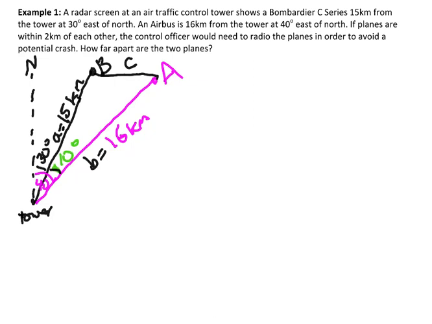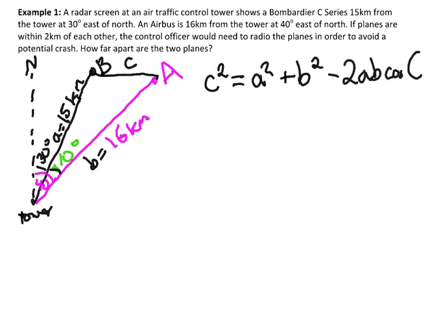And what we are worried about is whether it's bigger than 2 kilometers. If the planes are within 2 kilometers of each other, then the control officer needs to radio them to avoid a potential crash. So let's use our cosine law. c squared is a squared plus b squared minus 2ab cos of angle C. This is already really nicely rearranged for c squared here. Let's just plug our numbers right in. So A is going to be the 15 kilometers. B is this side here, which is 16 kilometers.